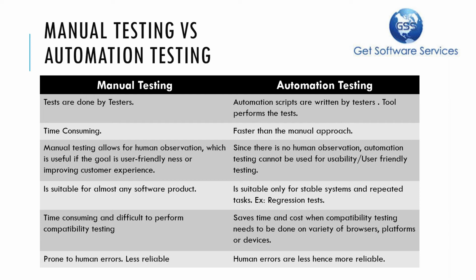Because automation testing is always done on stable applications. Manual testing is time consuming, so it is difficult to perform when you have a lot of tests to do. Example, compatibility testing. If I were to perform tests on multiple browsers, I have to test on 10 different browsers, 5 different operating systems.